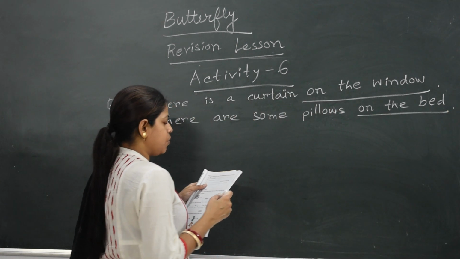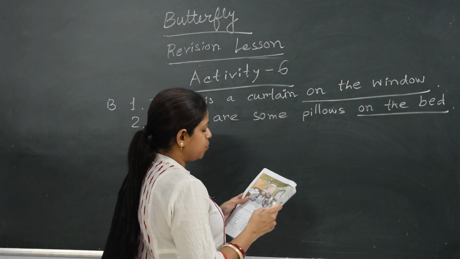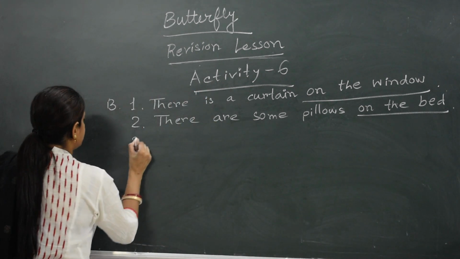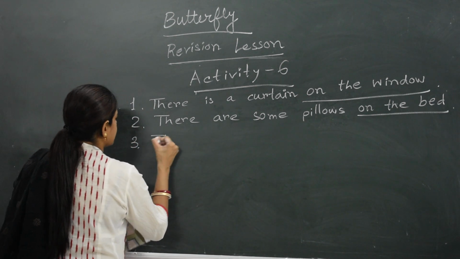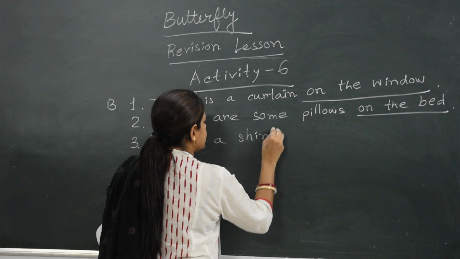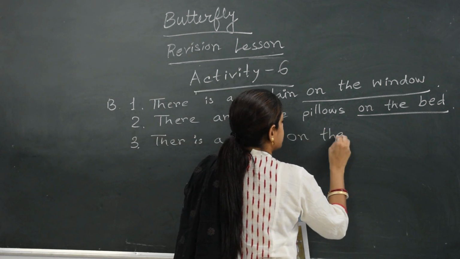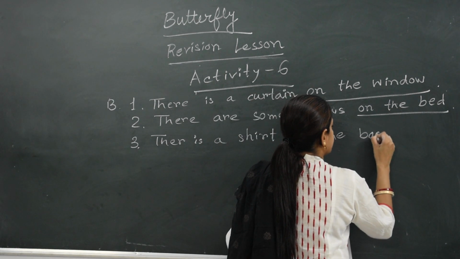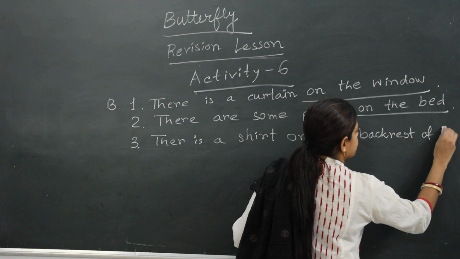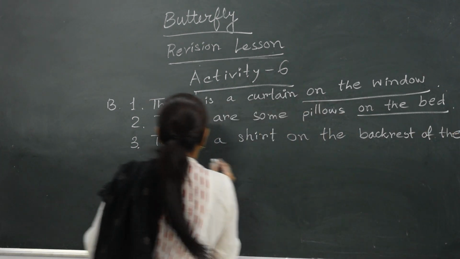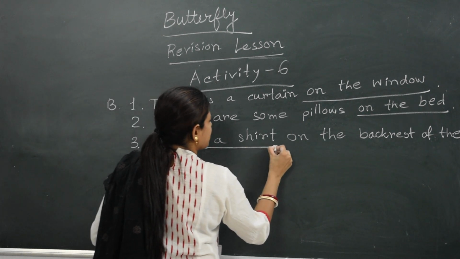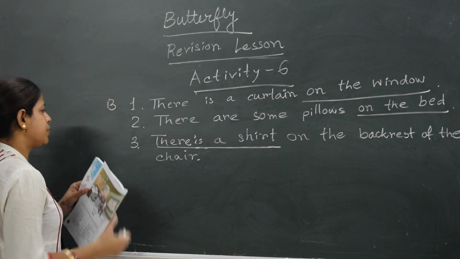Number three, dash on the backrest of the chair. Find out what is on the backrest of the chair. There is a shirt, okay? There is a shirt on the backrest of the chair. So number three is, there is a shirt on the backrest of the chair.